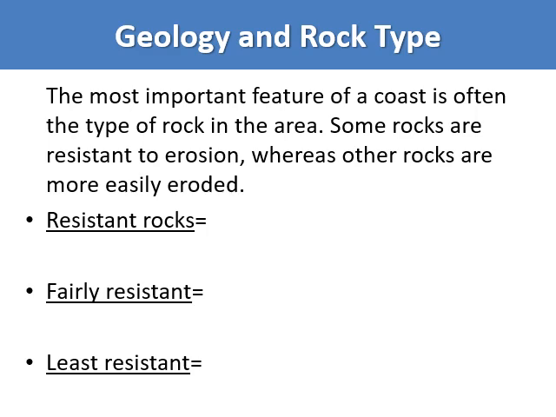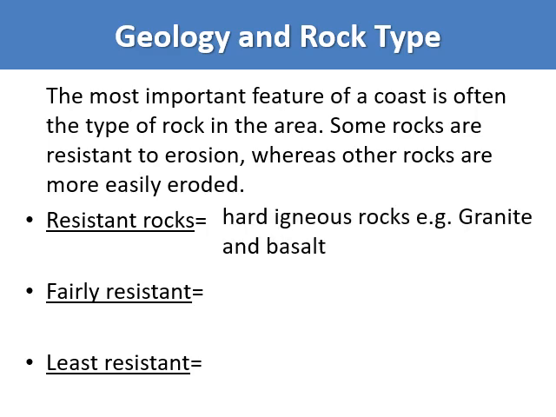Okay, hopefully you've got your list sorted. In positions 1 and 2 should be the most resistant rocks. These should include granite and basalt. These rocks are very, very hard. They are igneous rocks, created through volcanic activity.